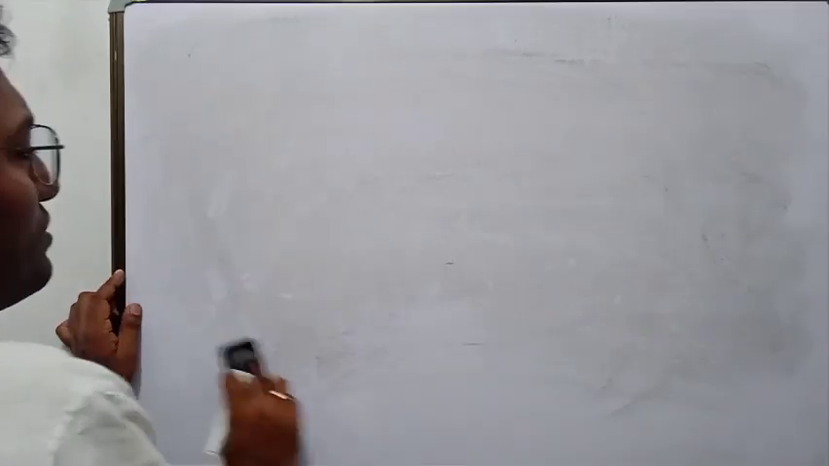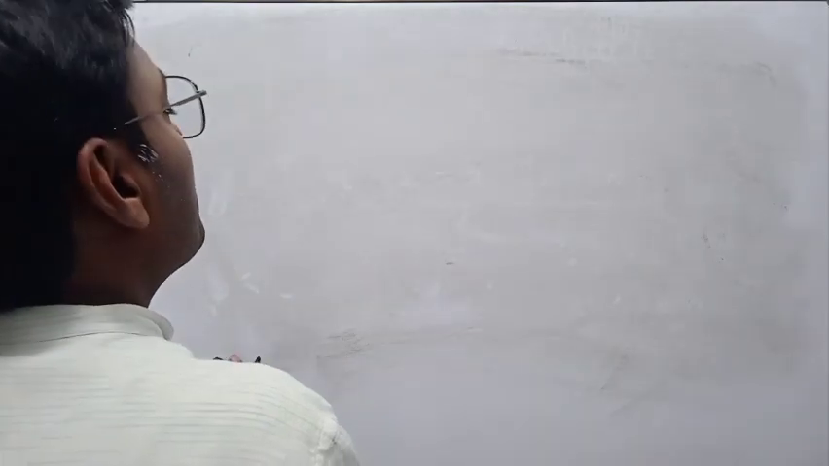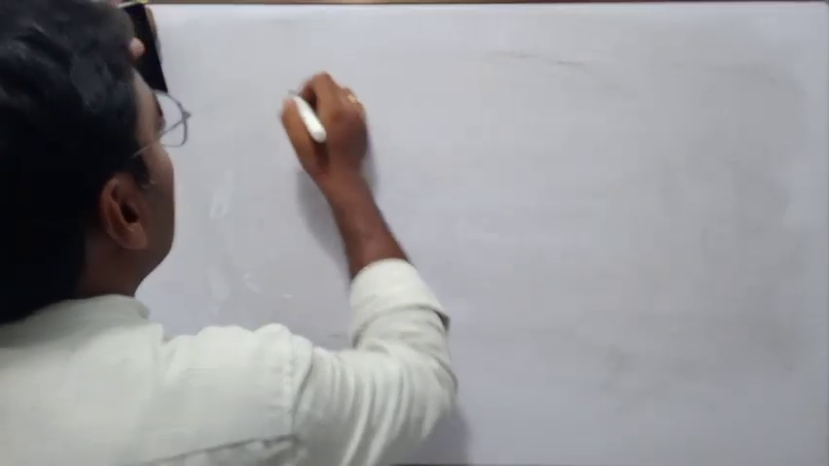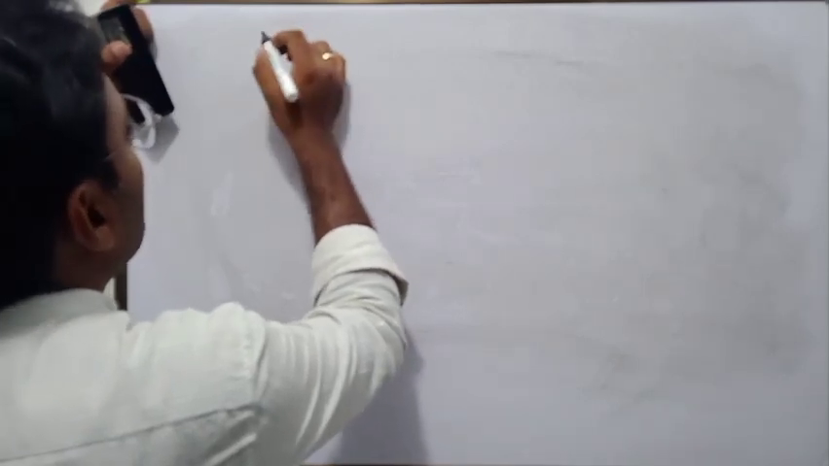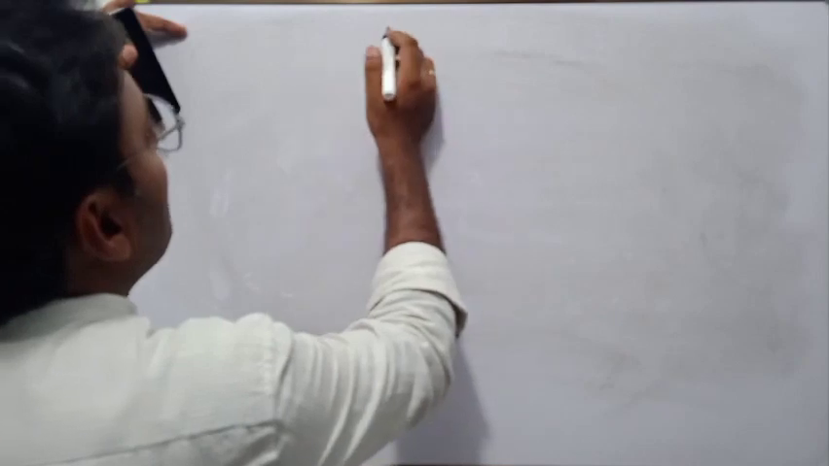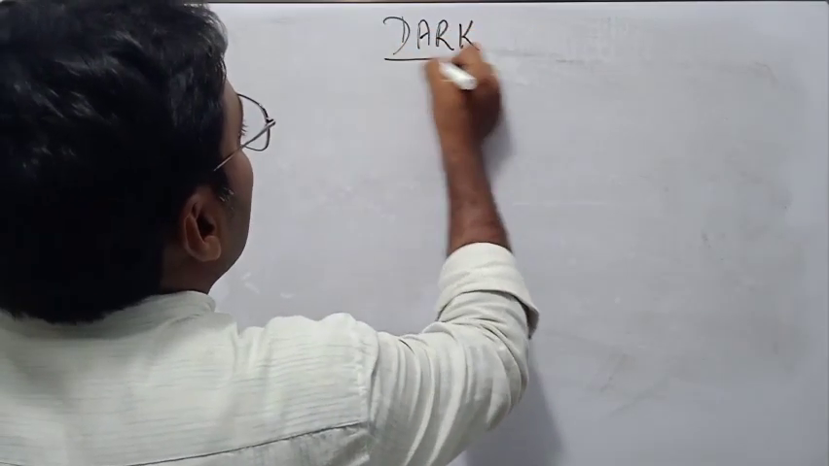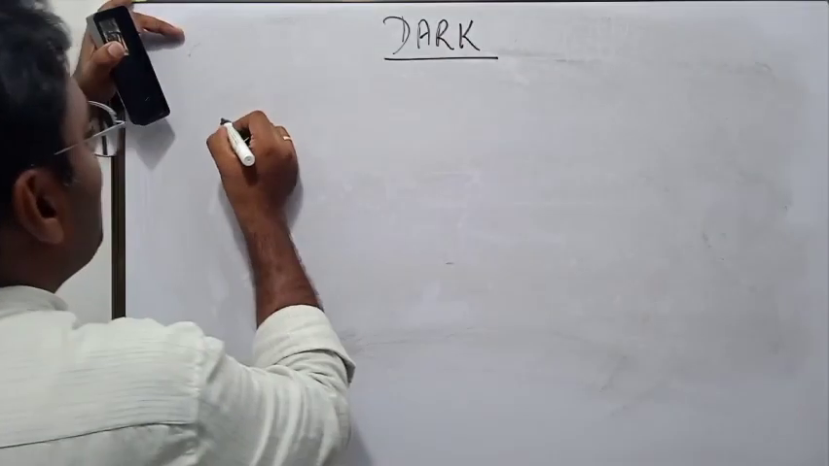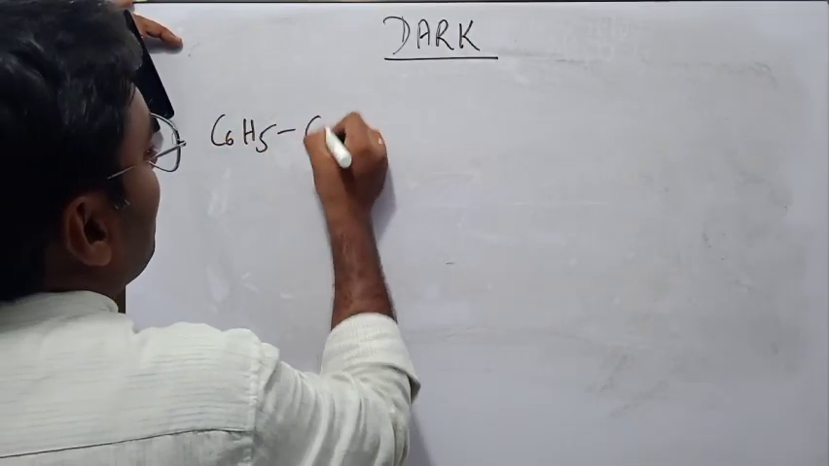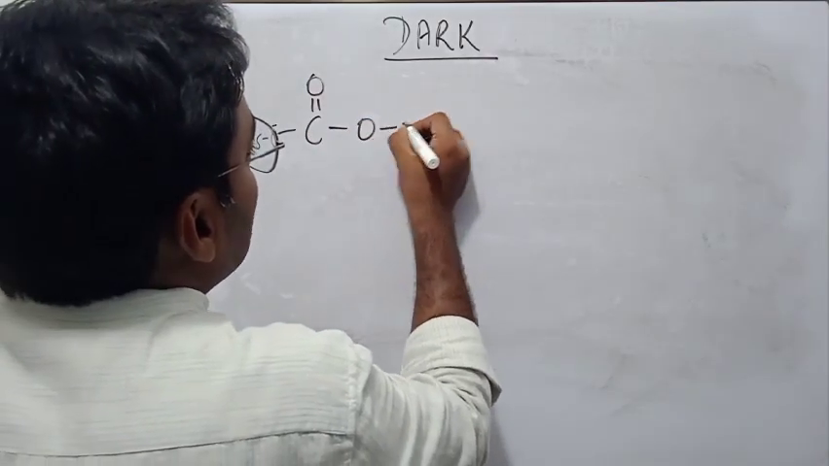So dear students, that ends free radical substitution reaction. Now there is one more thing that I want to tell you, that free radical substitution reaction can take place in dark also. It can take place in dark also, but for that you have to use benzoyl peroxide as catalyst. Let us see what happens if you are using benzoyl peroxide as catalyst.